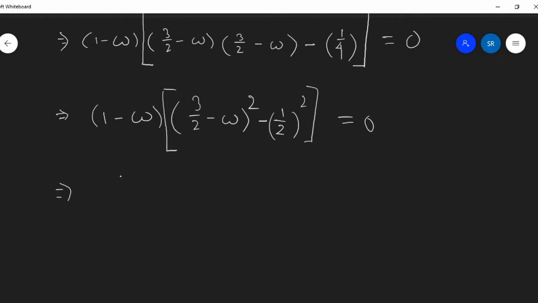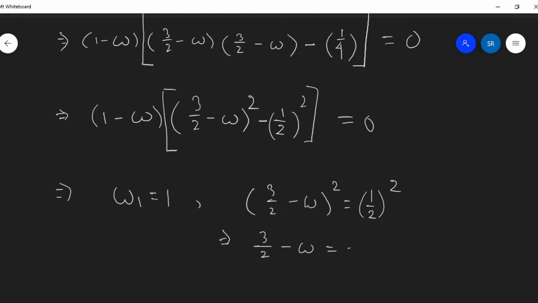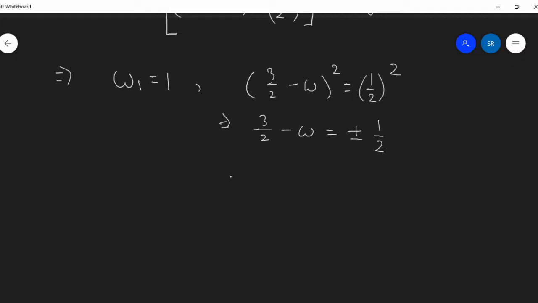So what we can write is, for 1, omega is 1, of course. Then what do we have here? We can just write it like this: 3 by 2 minus omega squared, plus minus 1 by 2. So this gives us, first for 3 by 2 minus omega equals half, we get 2.